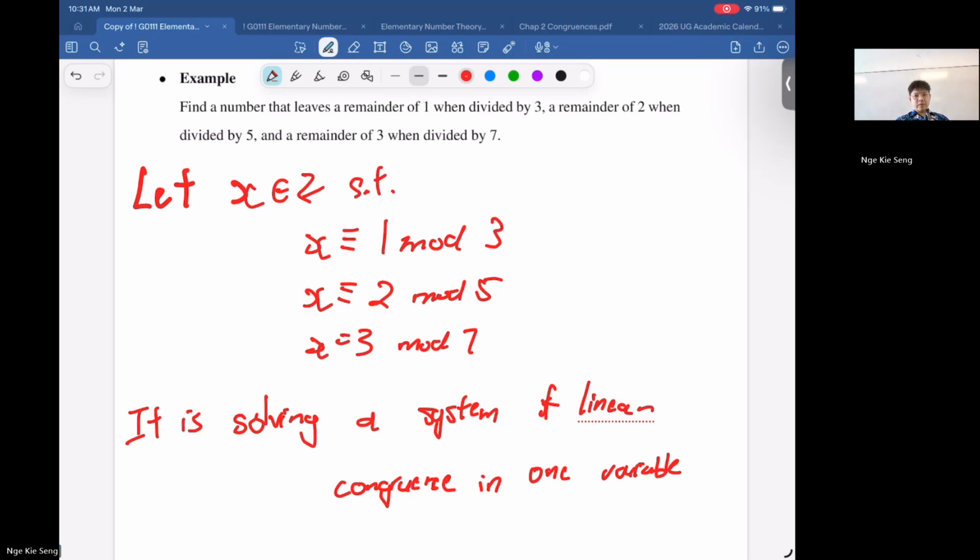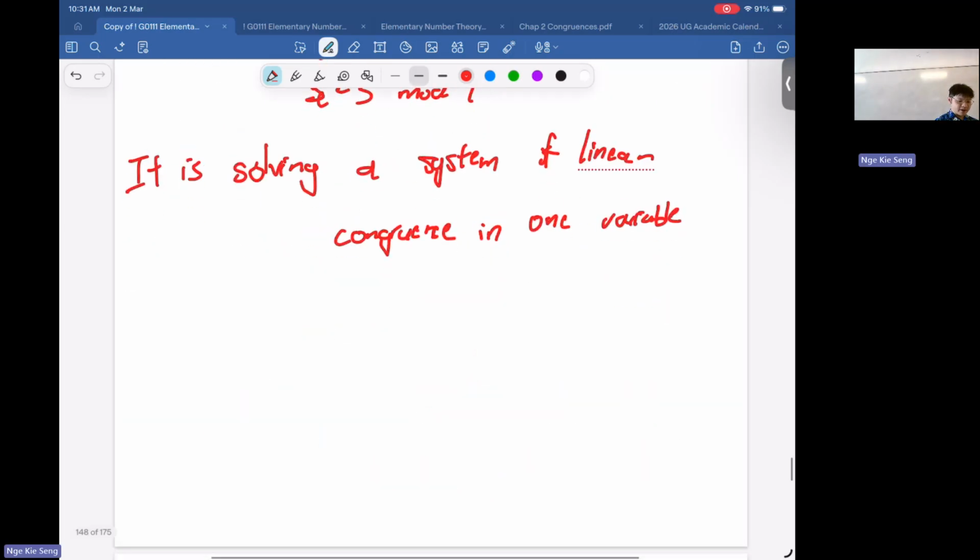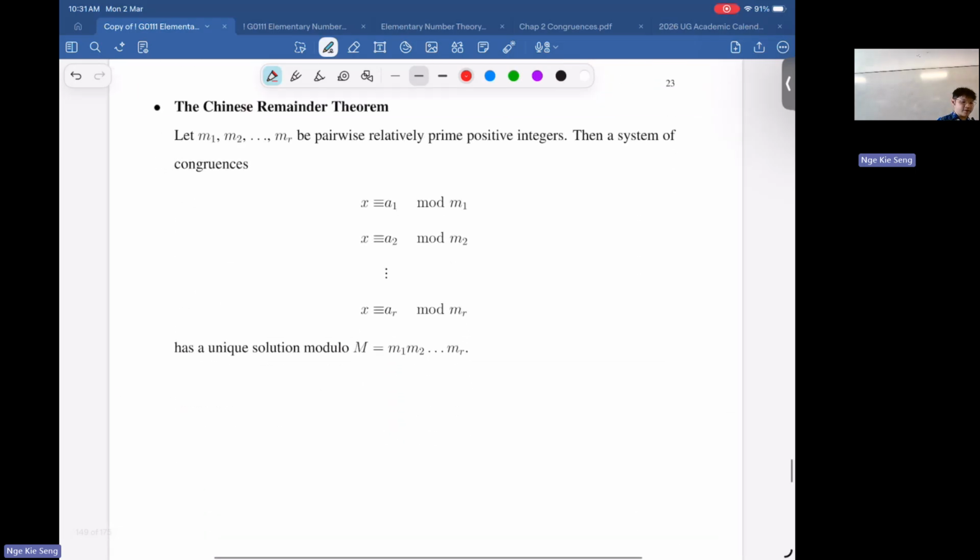So what's the solution here? Last time I gave you this spoiler: if you have a bunch of linear congruences, what you need to do is find a solution in the product of all these.